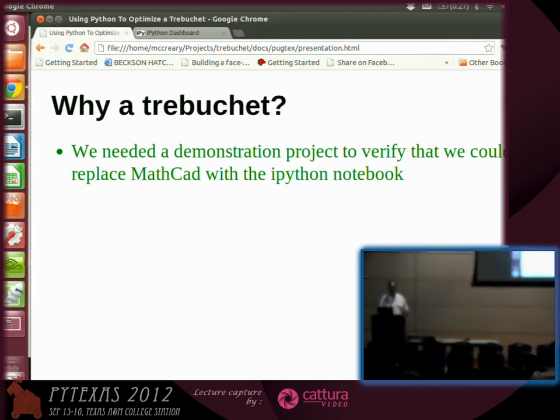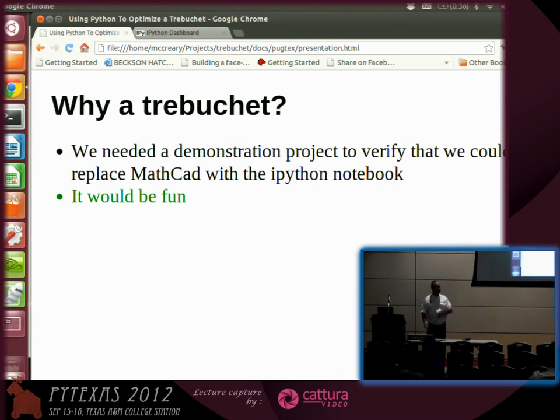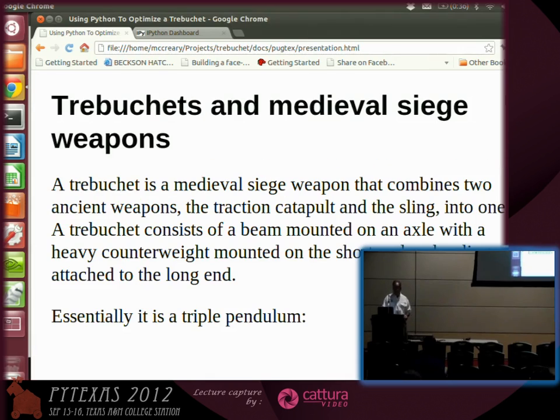Hence, optimizing a Trebuchet. Now, the second reason is it'd be a lot of fun because I'm going to build this Trebuchet. We're going to sling stuff in the pasture until we run out of pumpkins to chunk. I've never built one before, so I thought it'd be a fun project.